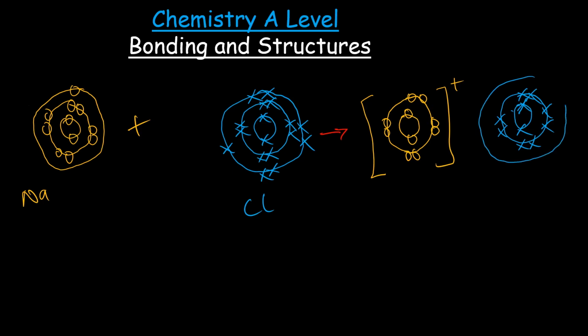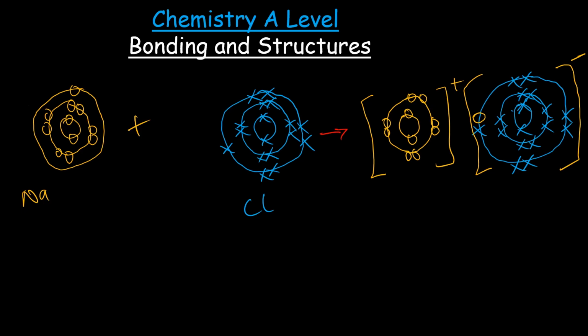Then we have 11, 12, 13, 14, 15, 16, 17. Then plus the one electron received from sodium, we have it here, and that makes it 18. That makes it complete. So our chlorine ion becomes negatively charged. So that is ionic bonding.